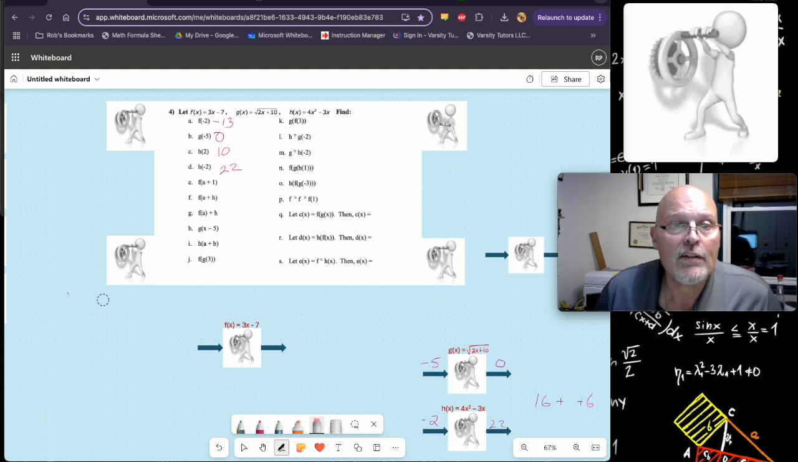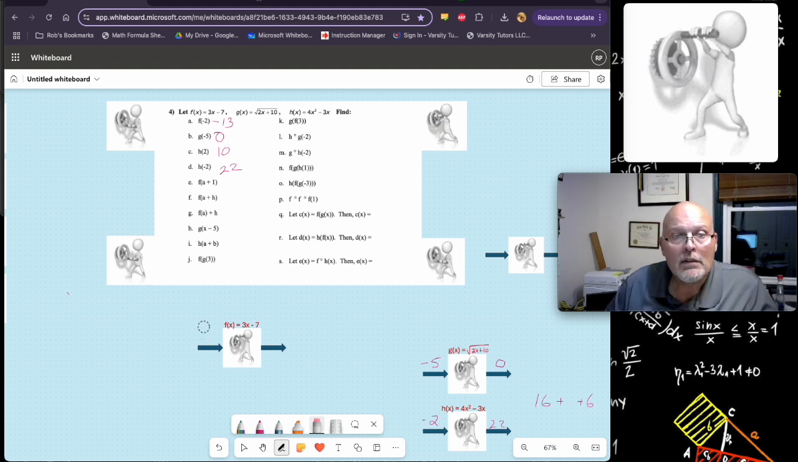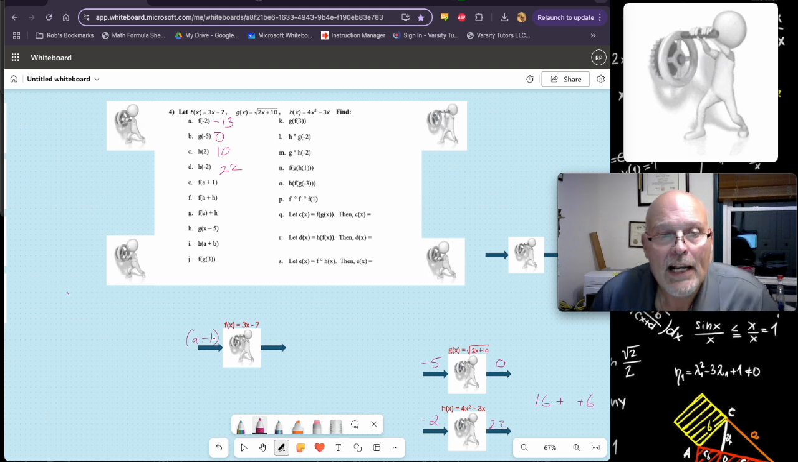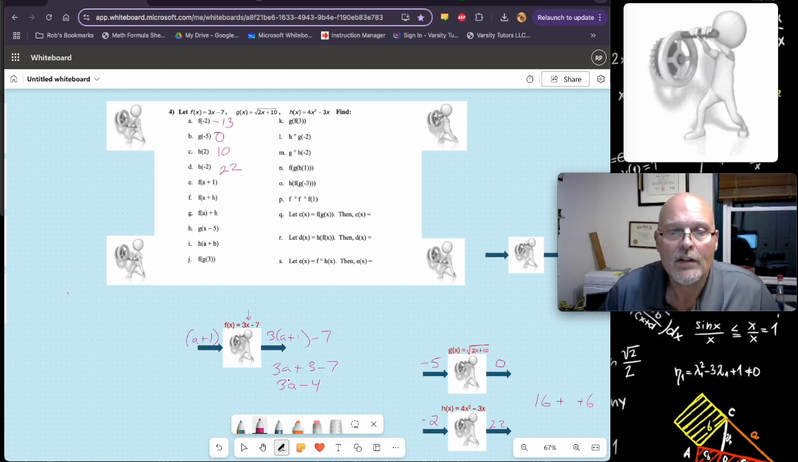So if I look at the next one, f of a plus 1, what does that mean? That means I'm just going to plug in a plus 1 in here, and whatever I put in here, that's what goes in the x. So I'm going to have 3 times a plus 1 minus 7, which is going to be 3a plus 3 minus 7, or 3a minus 4. Right? And that's the answer here.